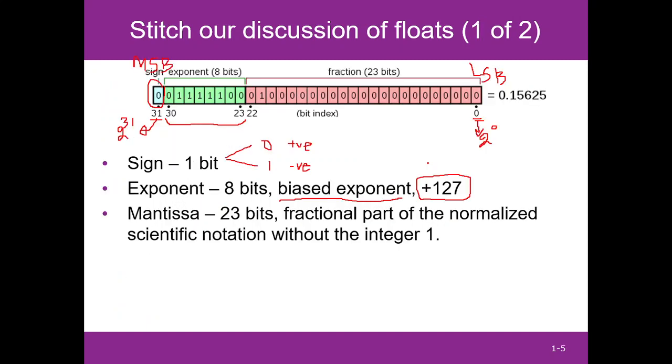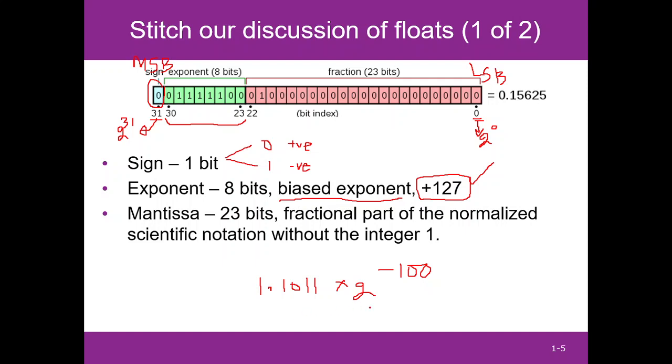So we said that the sign bit stores the sign of the number, and the exponent can also be positive or negative. How is that dealt with? That is dealt with by adding this bias value. If the actual exponent is negative, say minus 100, then say we have the number 1.1011 multiplied by 2 raised to the power minus 100. So this is a very small number.